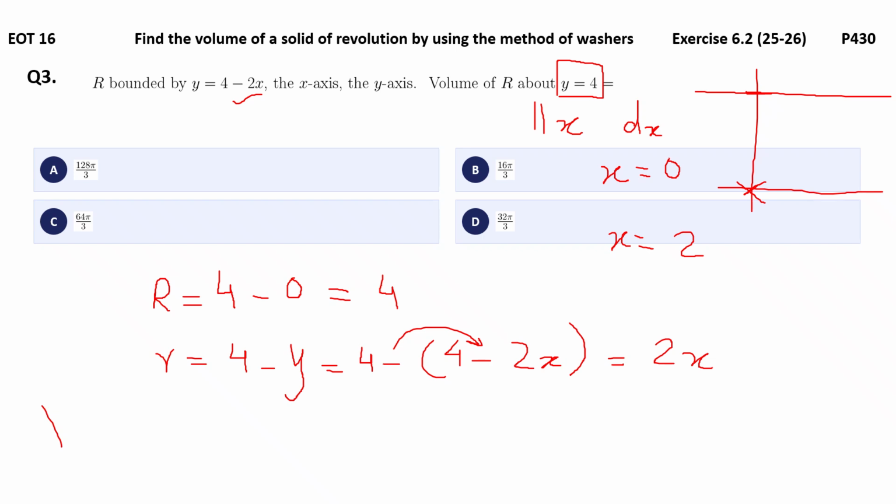Now how to find the volume? Let's do it together. So pi integral, what is the limit? Lower limit is 0 and the upper limit is 2. What is your outer radius? 4. So 4 square minus, what about your inner radius? 2x the whole square. And you get it as 64 pi over 3.